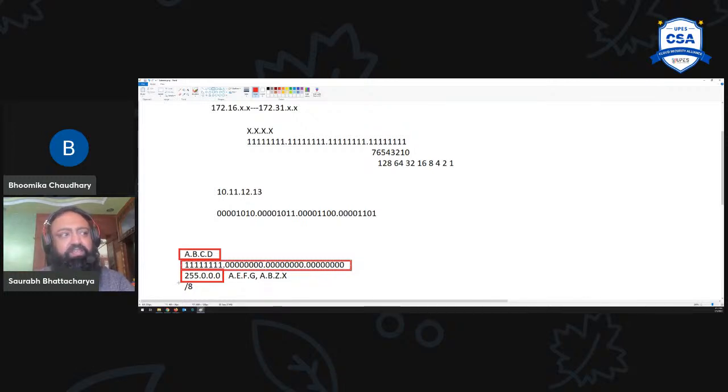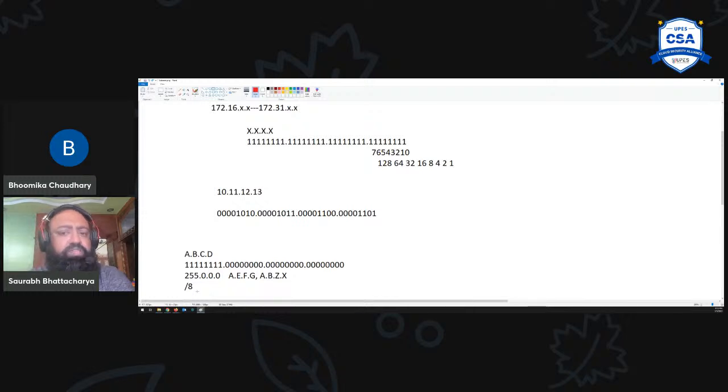It means that the first 8 bits are 1, so you can say /8. /8 means the first 8 bits are 1. Exactly. So we call it the network section, or the network portion of the IP address.